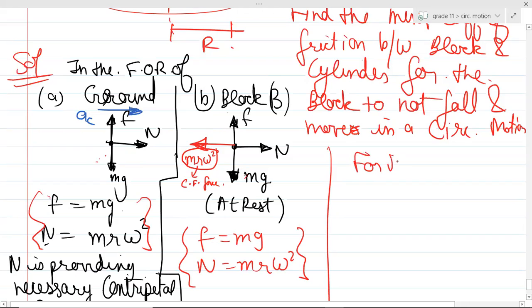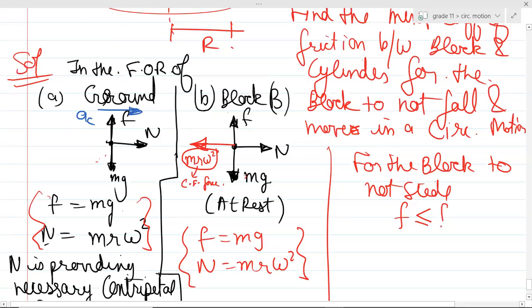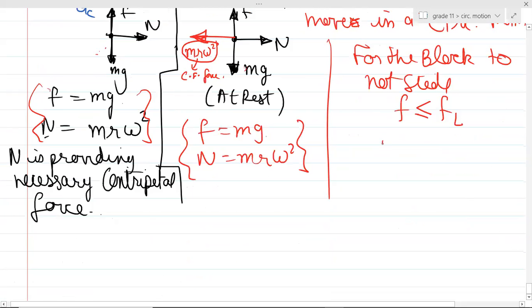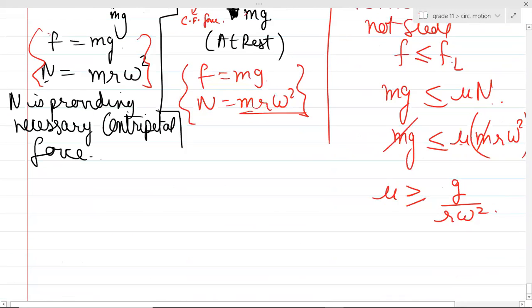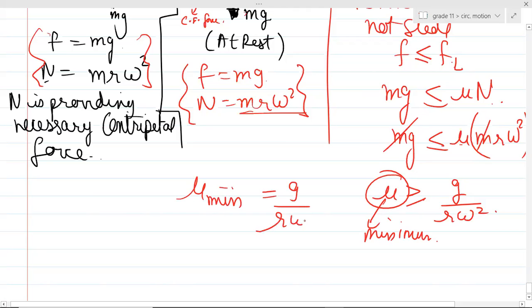For the block not to slide, friction should be less than the limiting friction. And can you see f is equal to mg and f limiting is equal to mu into N. And can you see N is equal to m r omega square? So mg is less than or equal to mu m r omega square, and here mu will be greater than or equal to g upon r omega square. Yes or no? So basically, can you see the mu should be greater than this. This is the minimum value. The mu minimum. Answer.